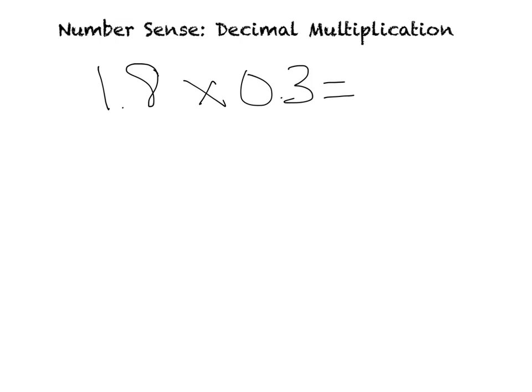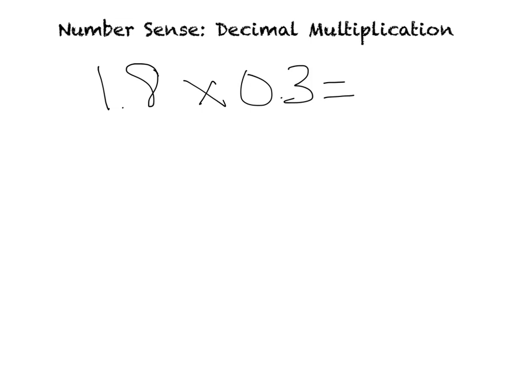Okay guys, so what we're going to do now is we are going to do problems that you're going to see in the second part of your activity page. And this is where it can get a little bit more complicated. So take some good notes and don't be afraid to go back and rewatch this portion of the video. So let's look at our problem. We have 1 and 8 tenths times 0 and 3 tenths.